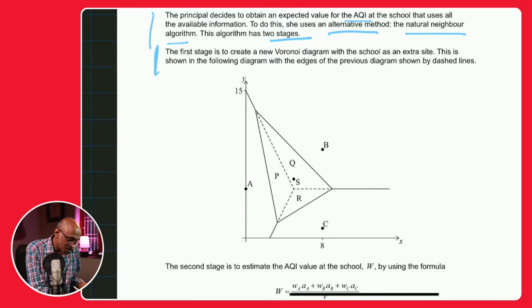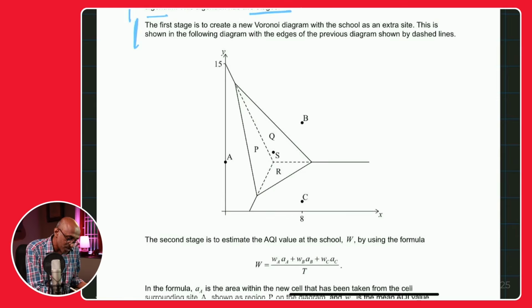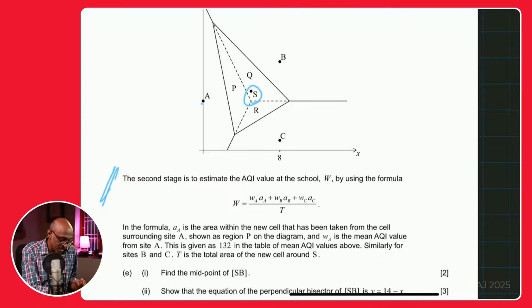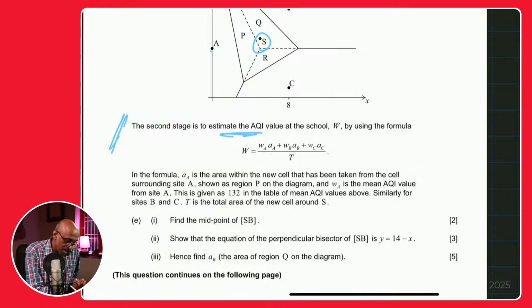This algorithm has 2 stages. The first stage is to create a new Voronoi diagram with the school as an extra site. So they've made the school the extra site. There you go. That's the new Voronoi diagram. This is shown in the following diagram with the edges of the previous diagram shown in dotted lines. So the dotted lines are the previous Voronoi diagram, and this triangular region is the new Voronoi diagram with S, the school, as a new site. So now you've got 4 sites, A, B, C, and S. The first stage is already done. The second stage is to estimate the AQI value at the school, W, by using the formula.